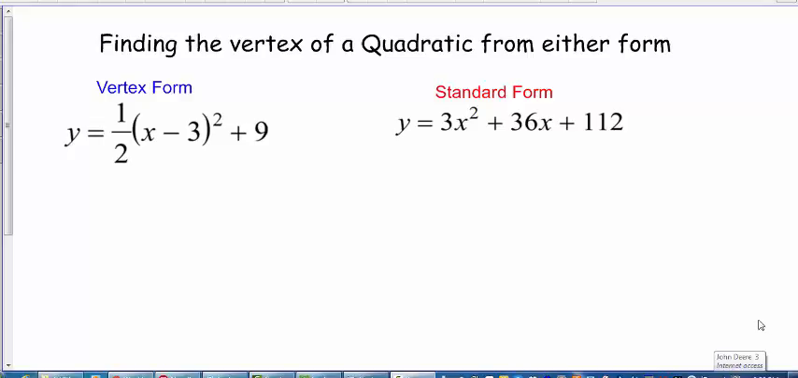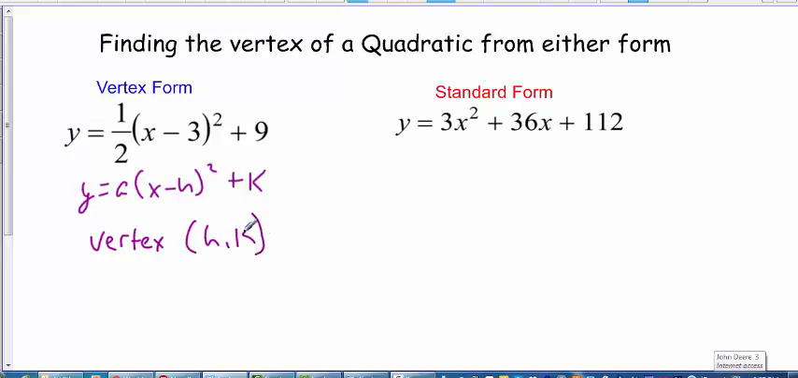Today we'll be finding the vertex of a quadratic from either form, vertex form or standard form. What you have to understand is the easiest way to find the vertex is from the vertex form. You understand that the vertex form is y equals a(x minus h) squared plus k, where the vertex itself needs to be in (h, k) form.